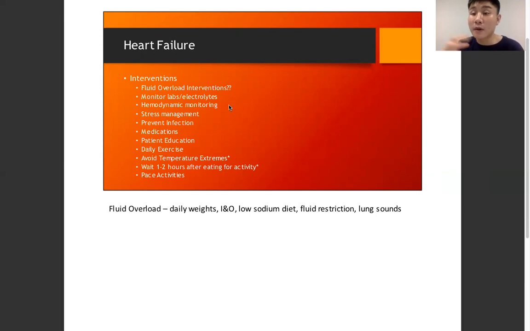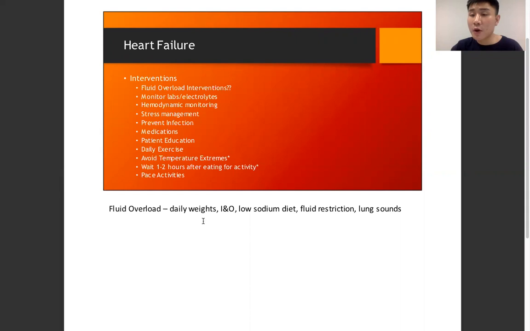Stress management, we don't want them to stress. Stress can increase blood pressure. We want them to prevent infection. We give them medication, educate the patient to exercise, have an appropriate diet, low sodium diet, low fat diet, avoid temperature extremes, too hot or too cold, and wait 1 to 2 hours after eating for any activities, and pace activity, meaning have activity and then rest and then activity, not continuously doing anything strenuous for an extended amount of time.